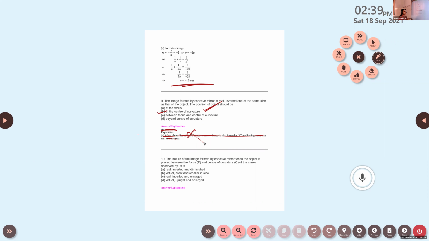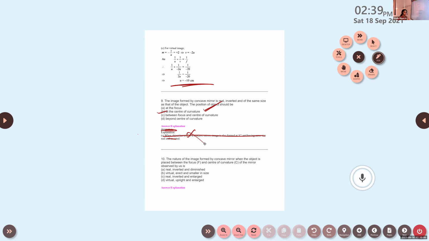Now, question number 10. The nature of the image formed by a concave mirror when the object is placed between the focus and the center of curvature C of the mirror is: A, real, inverted, and diminished; B, virtual, erect, and smaller in size; C, real, inverted, and enlarged; D, virtual, upright, and enlarged. C, real, inverted, and enlarged.